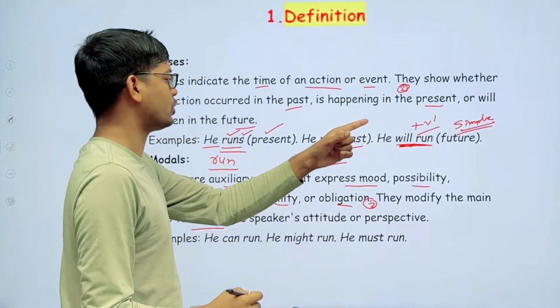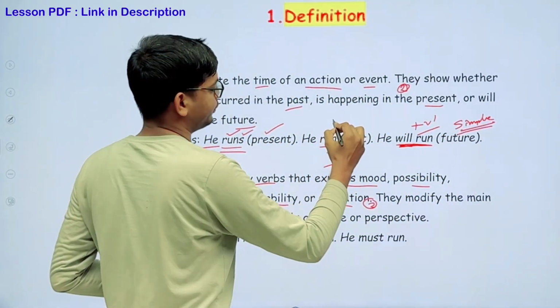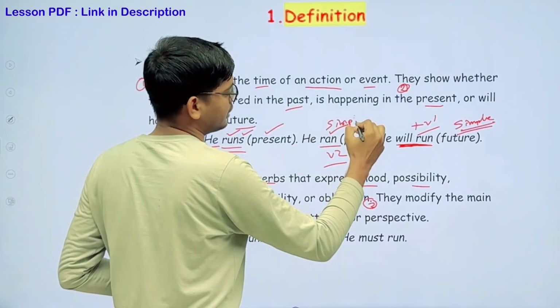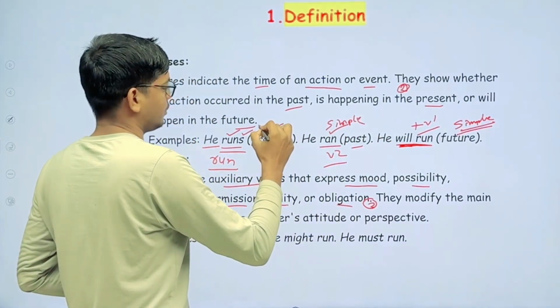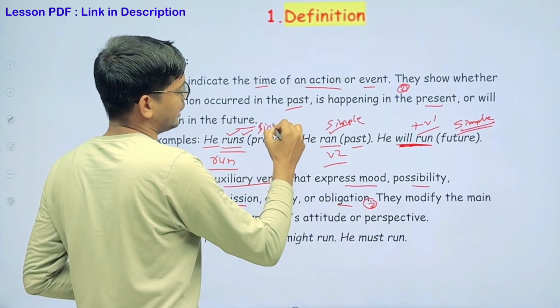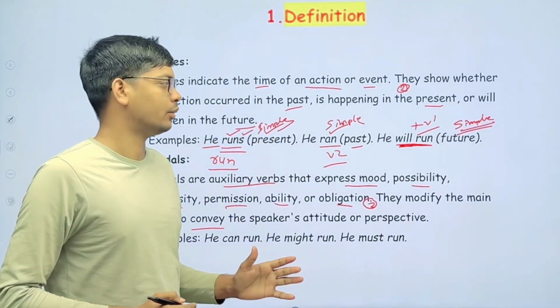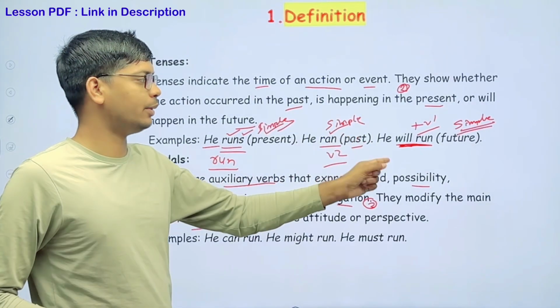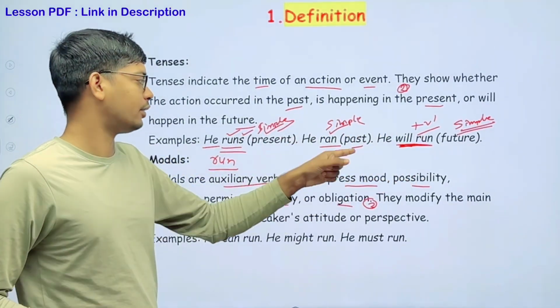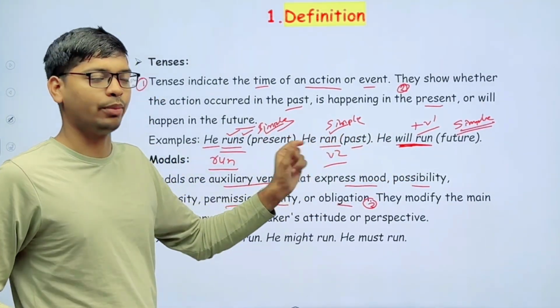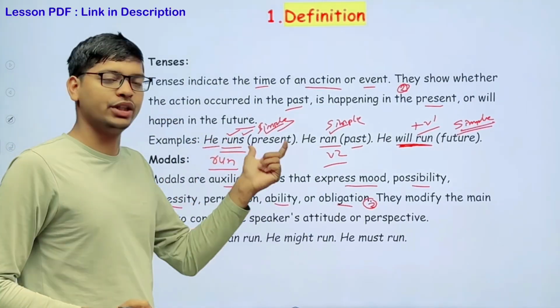Here, future simple tense, here simple past tense, and here present simple tense. So you can easily identify. He will run, future simple tense. He ran, simple past tense. He runs, present simple tense.